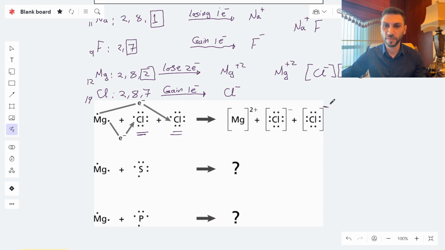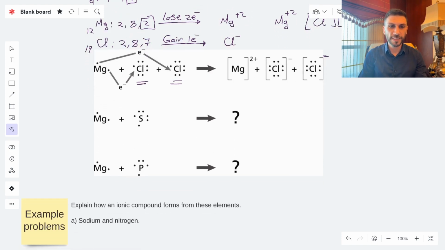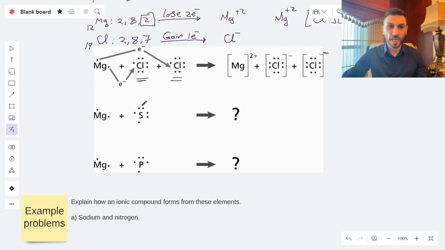Here we have negative. All right, let's check it with the sulfur. Sulfur has 1, 2, 3, 4, 5, 6 valence electrons. Mg has 2 valence electrons. Sulfur needs 2 electrons. Mg needs to lose 2 electrons. So these 2 electrons will be lost to the sulfur like this.